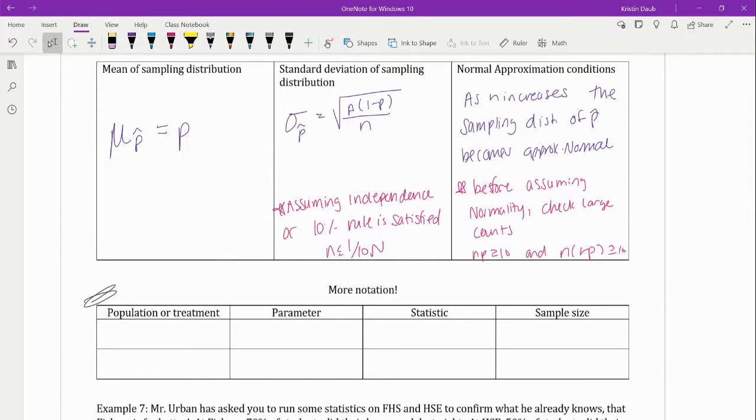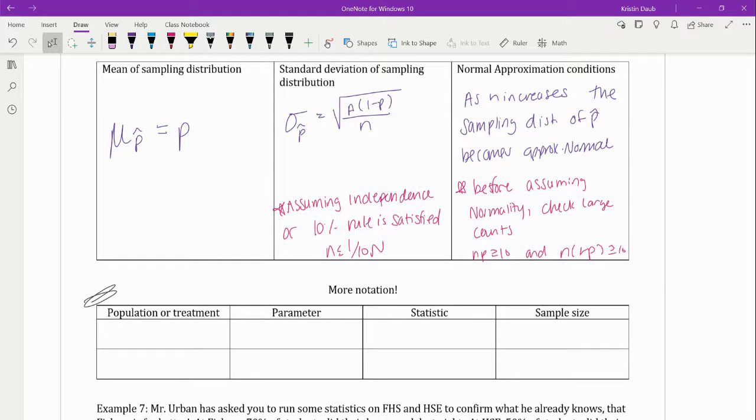The mean of a sampling distribution. Now remember, I'm talking about a sampling distribution, not a sample distribution. A sampling distribution means I take a bunch of samples, I find whatever I'm looking for, the proportion in this case, and I plot those on the graph. So we take a bunch of p hats and we plot them on our graph. We'll get to means later, after we're done with the things we do today. But for now, we're going to focus on proportions.